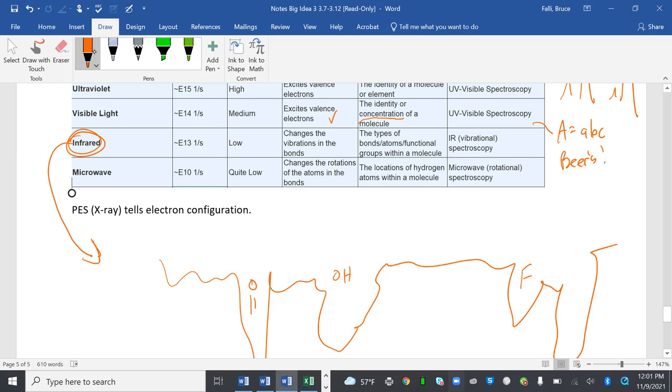Microwaves, the energy is quite low. It changes the rotations of the atoms in the bonds. It tells us the location of hydrogen atoms within a molecule. It's called microwave rotational spectroscopy. Someone told me this is true and someone told me this isn't true, that microwaves are like the perfect size to make water molecules dance up and down. So as the wave goes through, it goes up and it pushes it down, up and down. And that's why microwaves heat up things with water in them.